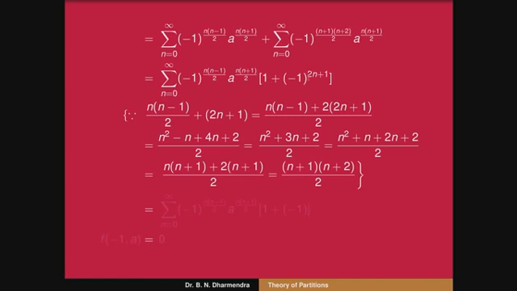Here (-1)^(2n) becomes positive, but again the term (-1)^1 becomes minus 1. So plus 1 and minus 1 get cancelled. The (-1)^(2n) becomes positive, the remaining term is (-1)^1. So plus 1 and minus 1 get cancelled, and this term becomes 0.